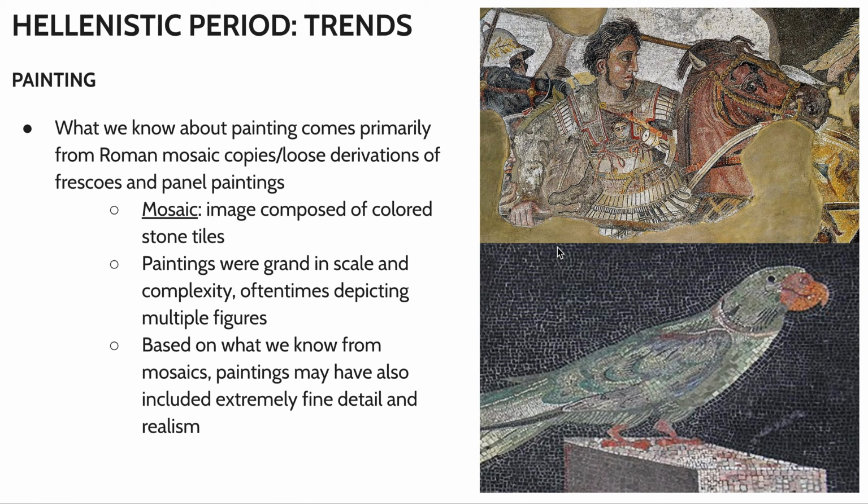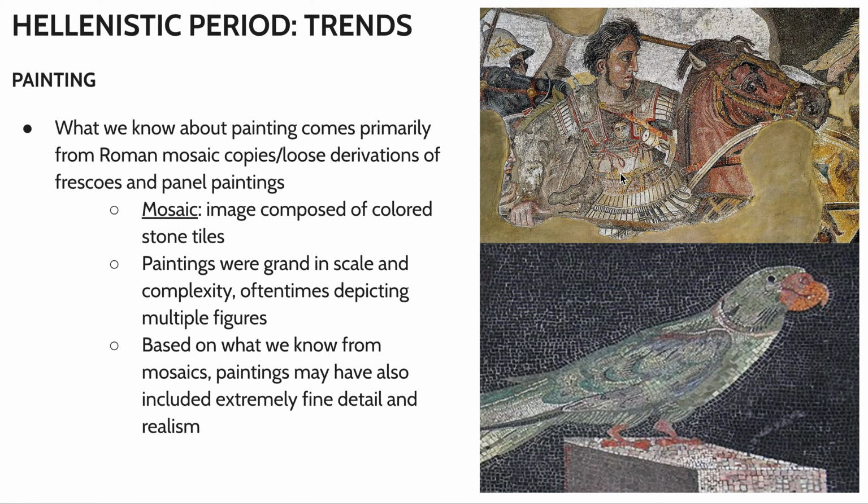So mosaics are images that are composed of colored stone tiles or tesserae. They're very small, they're typically square-shaped, and you can use lots of different colors to create these composite images. So this entire image right here is composed of tiny little tiles, as is this one right here.